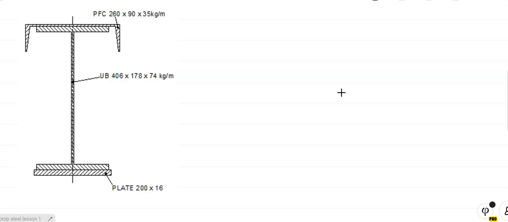It's called compound because it's made up of a parallel flange channel, and there are the dimensions. That's its name or nomenclature. This here is a universal beam, and that's its nomenclature. And this is a plate. It's 200 wide by 16 thick. Okay, and of course, we give them names.